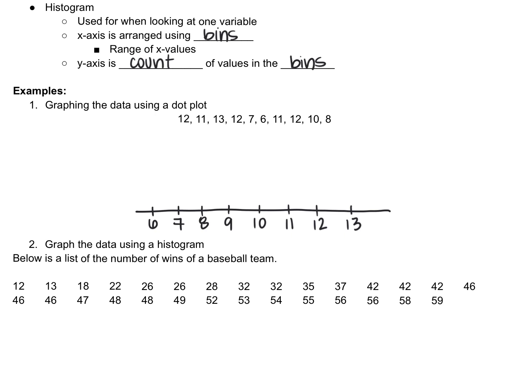And you can go in order of how the numbers are listed because you're just going to keep placing dots on top of each other. So I'm going to start at 12, then I have 11, then I have 13, another 12, 7, 6, another 11, another 12, 10, and 8. So that's all there is to a dot plot.